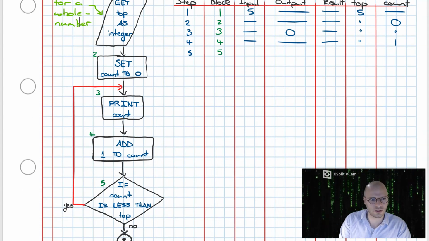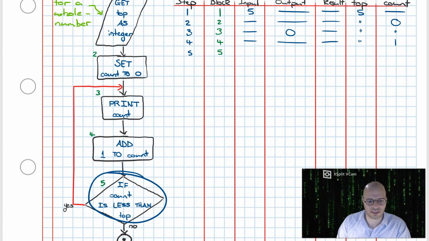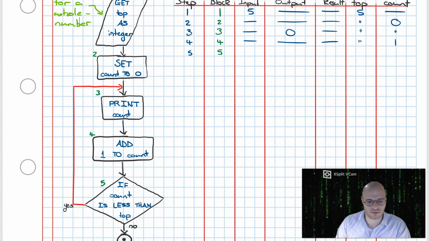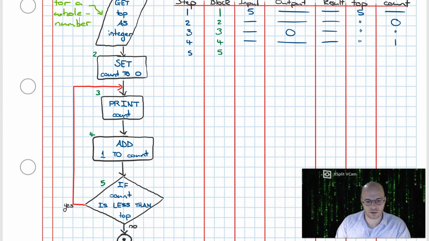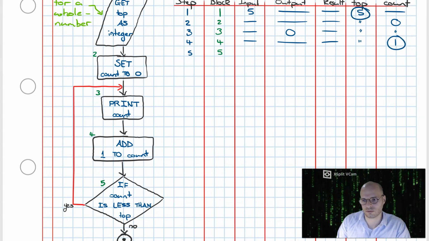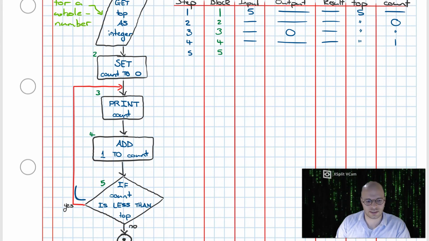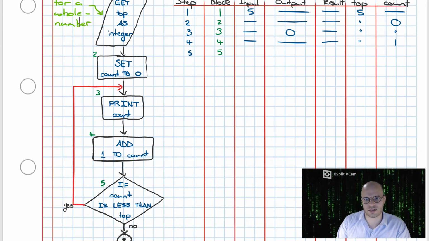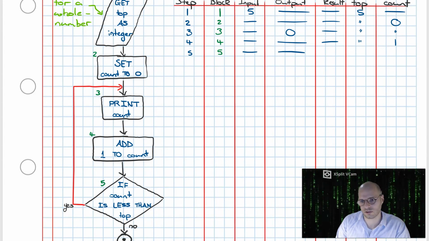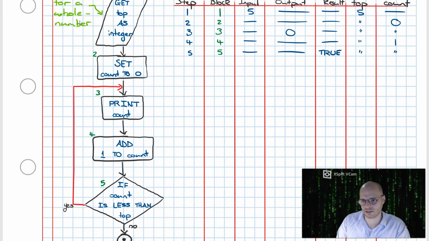block 5. In block 5, we're asking a question. We say if count is less than top, do this. Otherwise, if count is not less than top, do this. Looking at this, our value for count is 1, and our value for top is 5. As a result, we're going to go down the yes path over here. So we're at step 5, block 5. There's no input, there's no output. However, the result, because count is less than top, is going to be yes, or in computer terms, we like saying true. The value of top and count is unchanged.